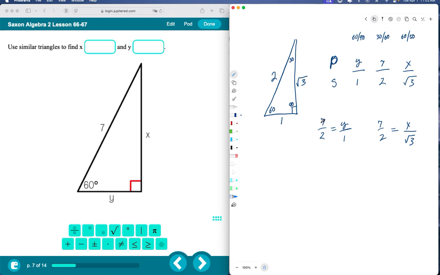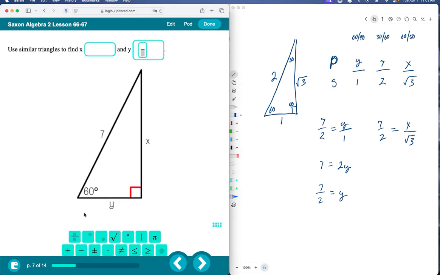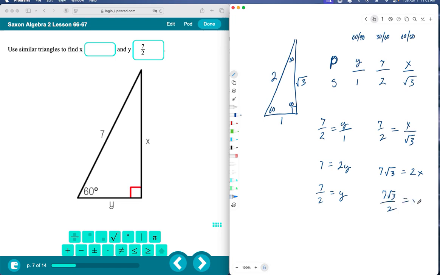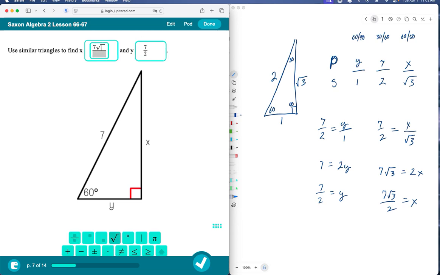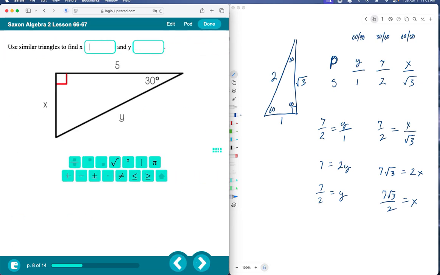And then you solve. So 7/1 is 7, 2 times y. So 7/2 is the value of y. So we go ahead and put that in here. 7/2. All right, so we'll find x. 7 times the square root of 3 is equal to 2x. Divide both sides by 2. 7 times the square root of 3/2 is the value of x. So we put that in here. 7 square root of 3/2. And that is correct. Okay, next problem.